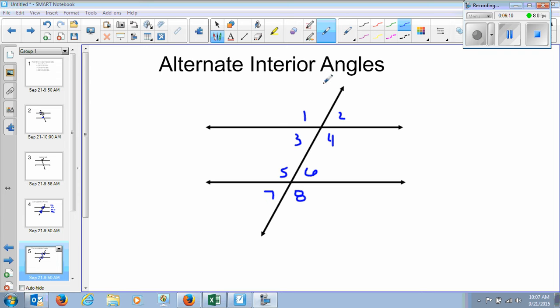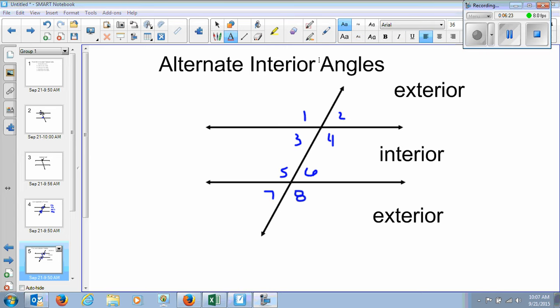Now we get to our next set of angle pairs. These are called alternate interior angles. So if you look at this picture, the 2 parallel lines are here. Anything that's between the 2 parallel lines, we call that the interior. So angle 3, 4, 5, and 6 are in what we call the interior. Angles that are outside of the parallel lines, meaning up here and down here, are called exterior. 1, 2, 7, and 8 are considered exterior angles because they're not between the parallel lines.